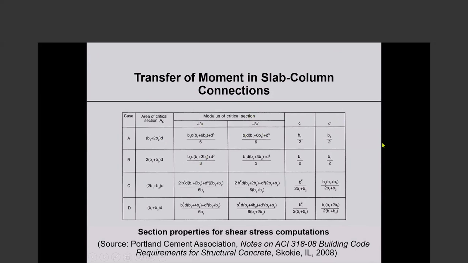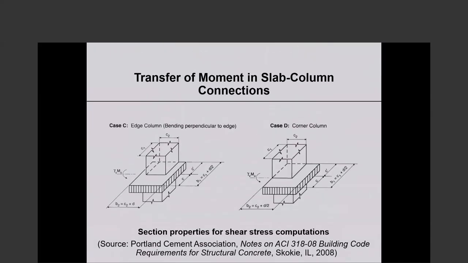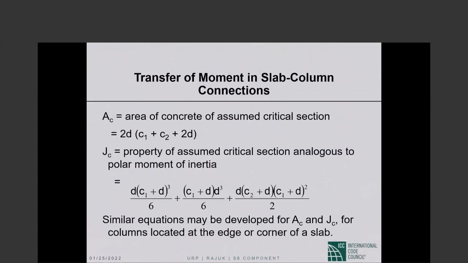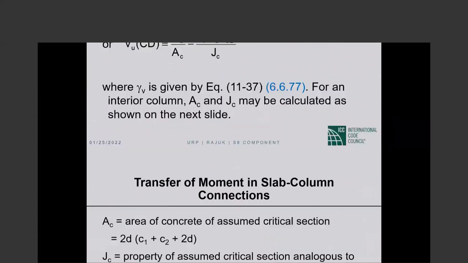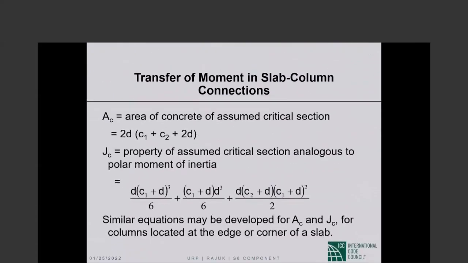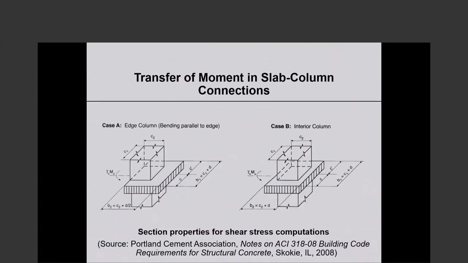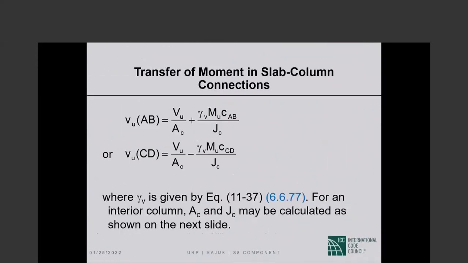So everything that we'll need in our shear stress computation can be obtained from this table. The B, remember, is interior column, and C is edge column where the bending is perpendicular to the edge. So these formulas are the same as what you see in that table. So there is no point in spending time on that. So you can go directly from this picture.